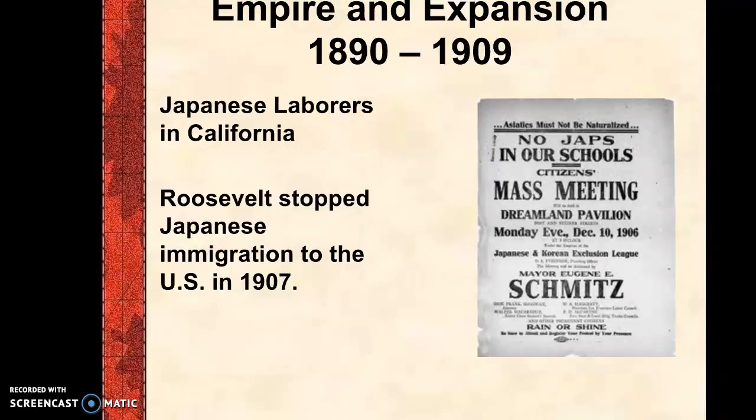Japanese laborers in California. Roosevelt stopped Japanese immigration to the United States in 1907 through what was known as the Gentleman's Agreement. Racism and economic issues led many Americans to want to limit the immigration of Japanese to the United States. And this is part of the background, by the way, to Pearl Harbor, this closing of Japanese immigration to the United States in the early part of the 20th century. Next slide.